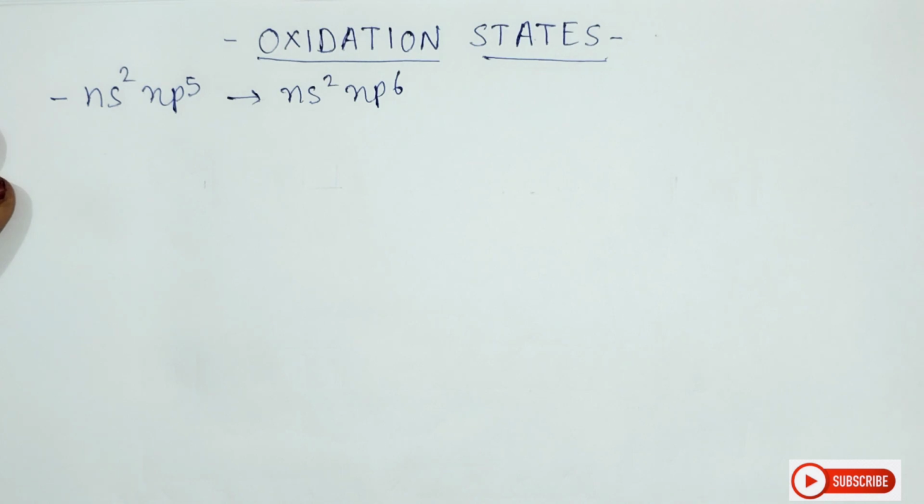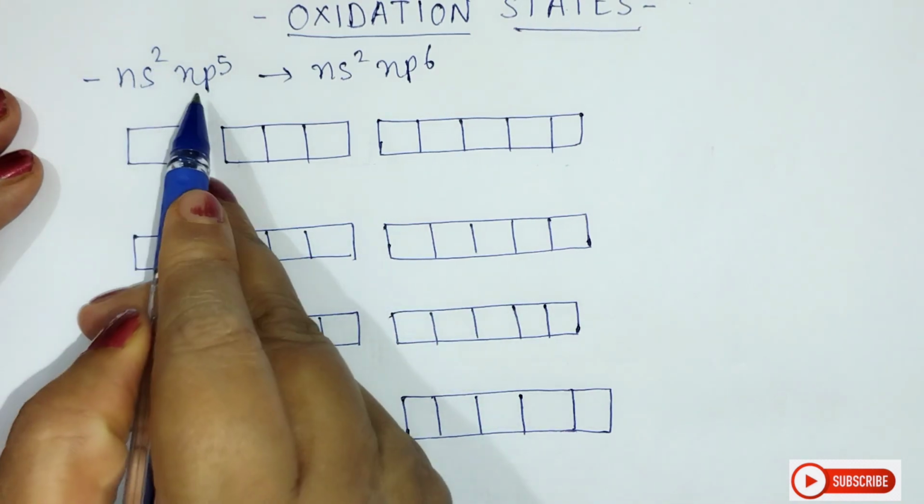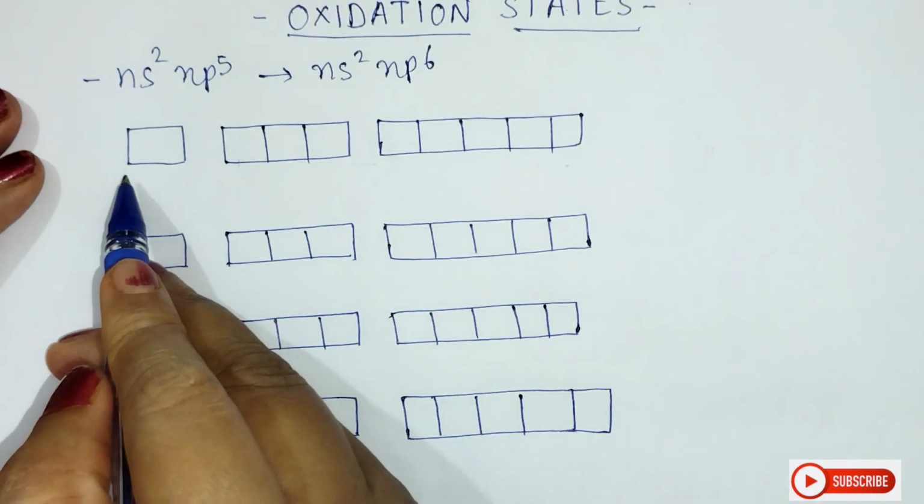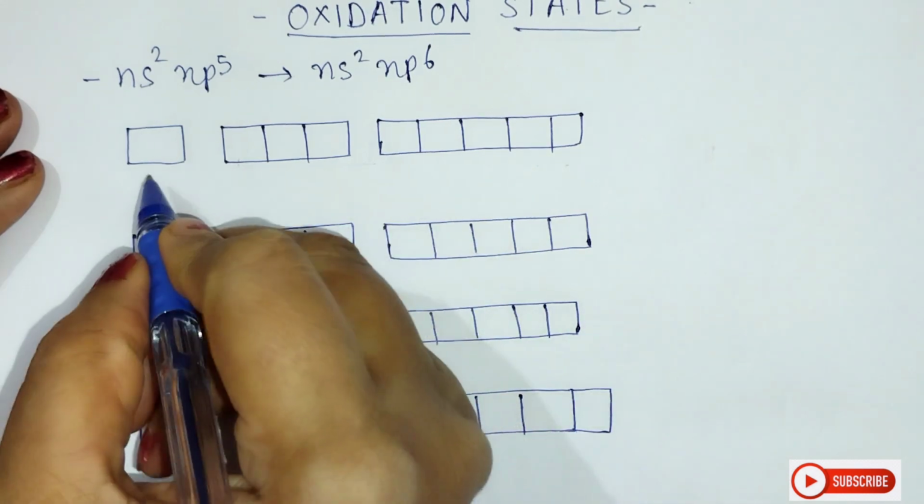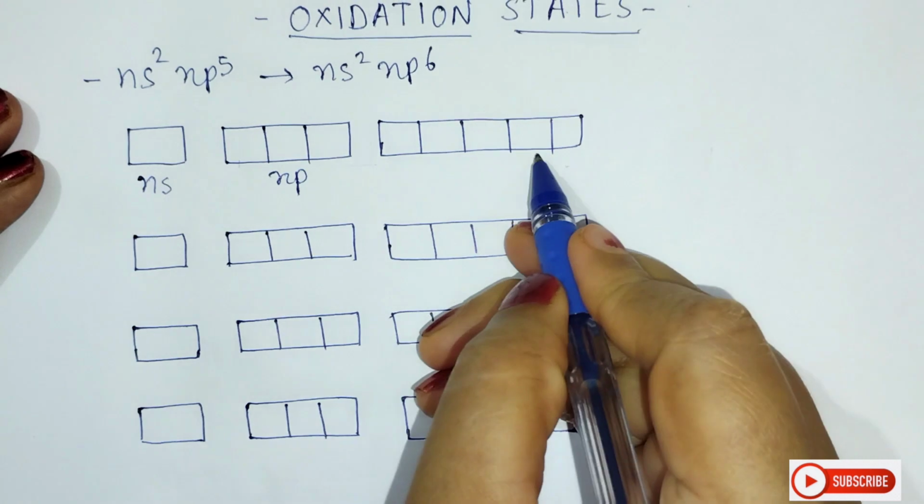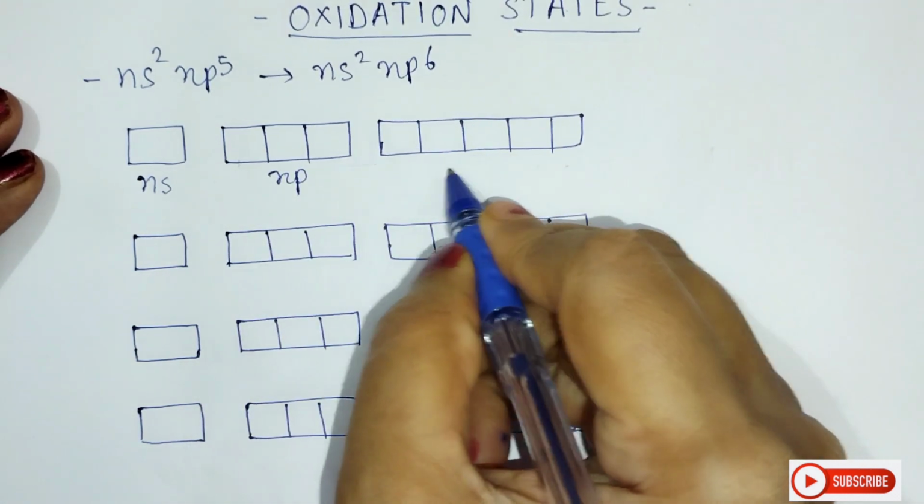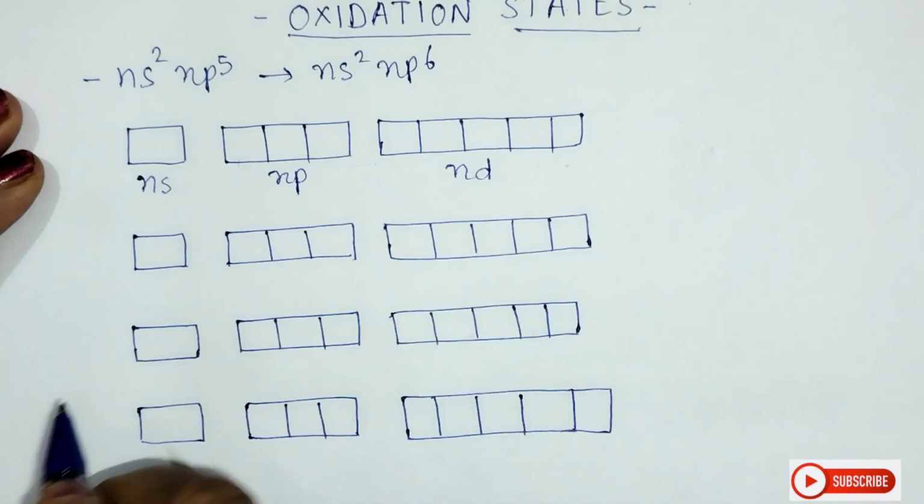So we have to take help of its box representation. So let us draw the boxes. So let us fill the electrons. Now I am filling ns2 np5. So this, the first box representation, how I will fill this: ns, np, I kept this d orbital empty so that if required I can excite the electrons. So let us keep this as d here.